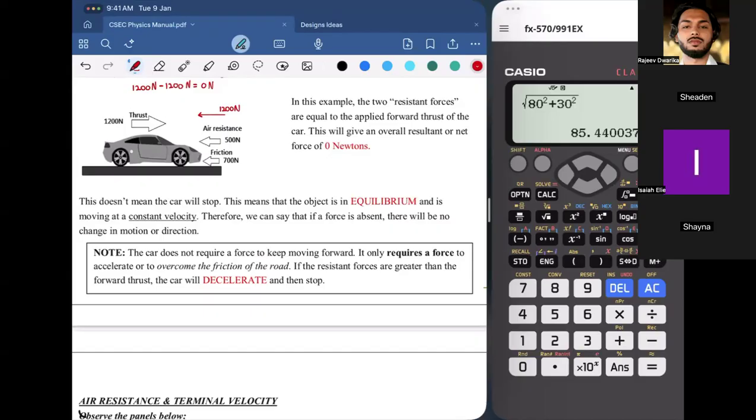So Isaiah, I'm going to send your diagram on the chat. It's very beautiful. Ladies, I can't wait to see all the drawings.